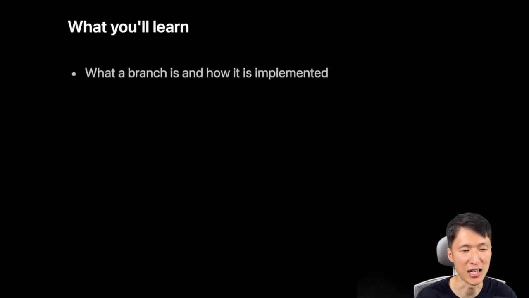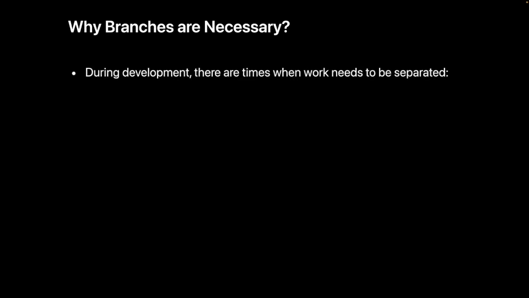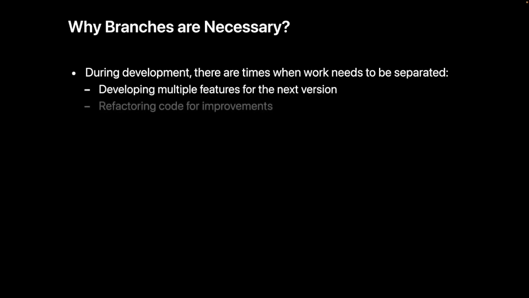By the end of this lecture, you will understand what a branch is, how it is implemented, and the role of head. Let's get started. In development, there are instances when you need to separate your work. This can happen when you are developing multiple features for the next version, performing code refactoring to improve it, or urgently fixing and deploying a bug. Each task should not affect the others.